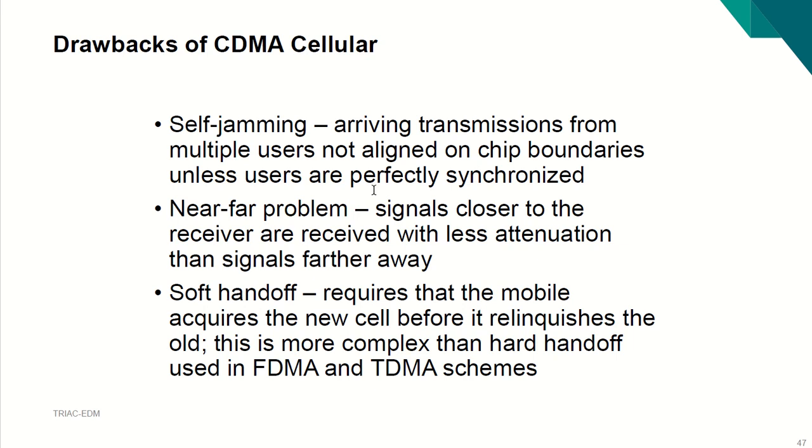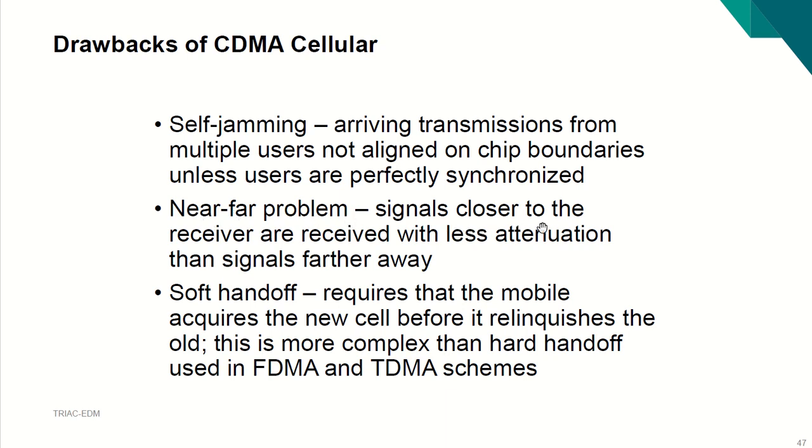Of course, in the real world, nothing is perfect. So there will be some deviation among the chip boundaries. And when the boundaries are not perfectly synchronized, then those codes are not synchronized. As a result, when they do the demodulation, some noise and interference or jamming will come in. And the other thing is the near-far problem.